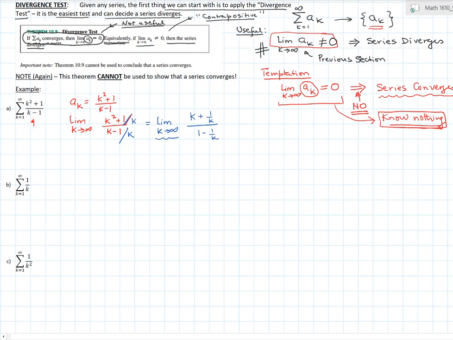So now as k goes to infinity, what do I have? Infinity plus 1 over k is 0, divided by 1 minus 0. Which means this is infinity. Okay, so therefore my limit as k goes to infinity of a_k is not equal to 0. It's infinity, in fact. So therefore the theorem says that this series diverges.